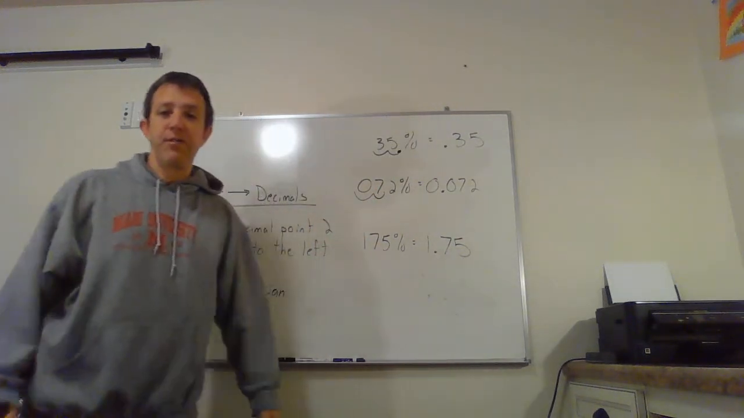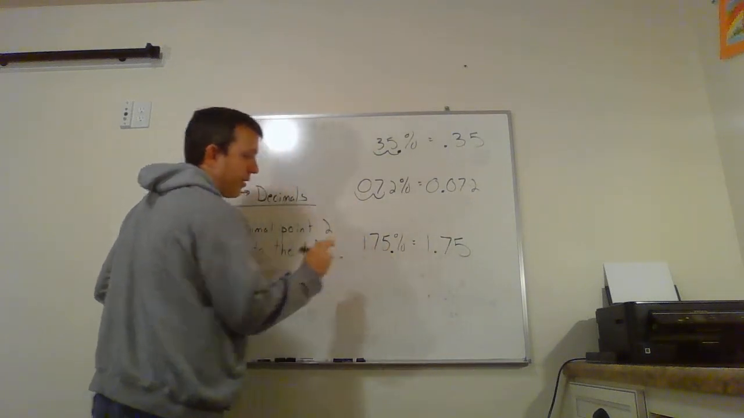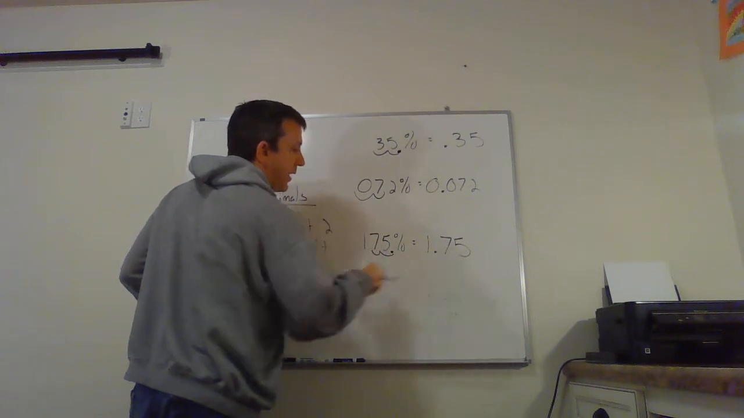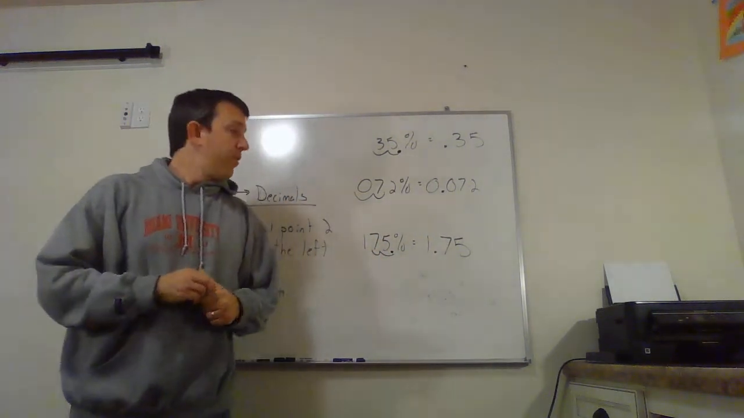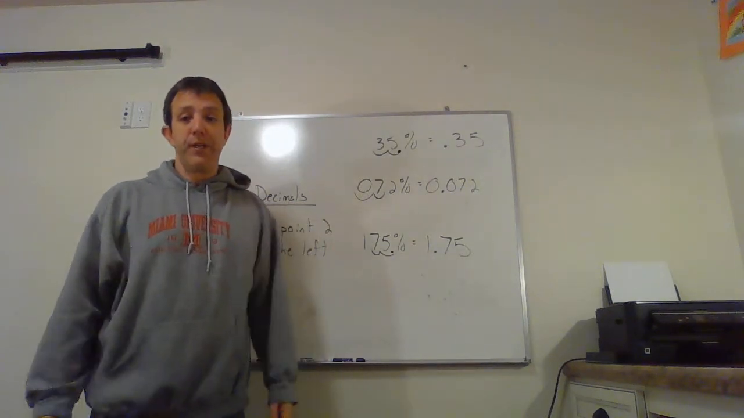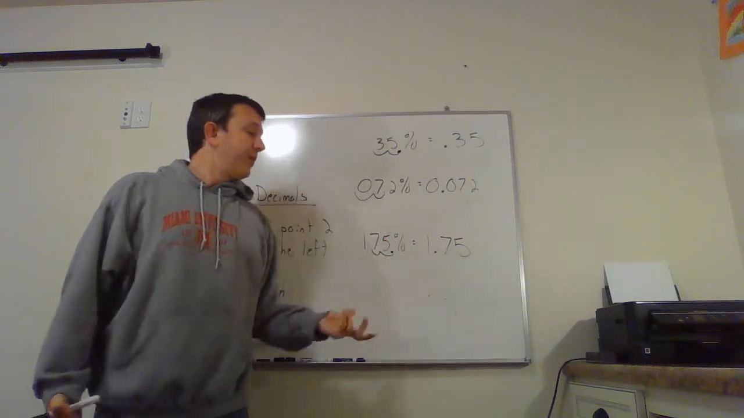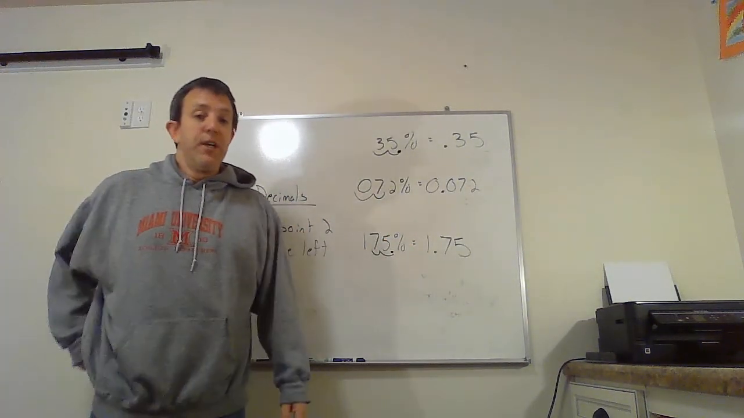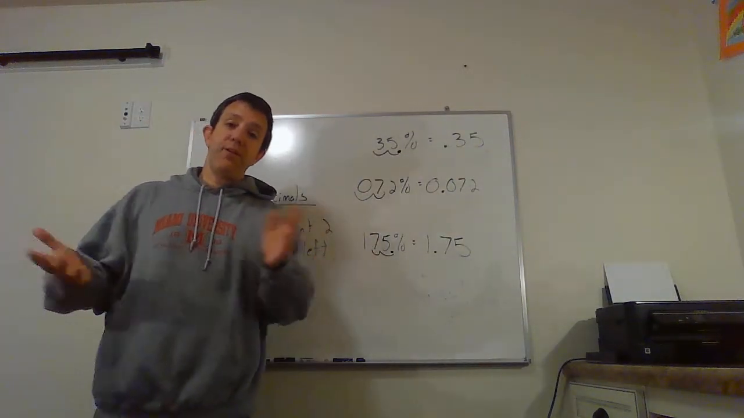And finally, 175%. Again, this one doesn't have a decimal point in it, so it's all the way at the end. I slide it 2 places to the left, and that gives me a decimal number of 1.75. Notice this one is bigger than 1, right? These both would have had zeros in front of them. This one has a 1. That's because this is more than 100%, so it's more than a whole. And so there we go. That's changing percents to decimals. Let's go the other way.